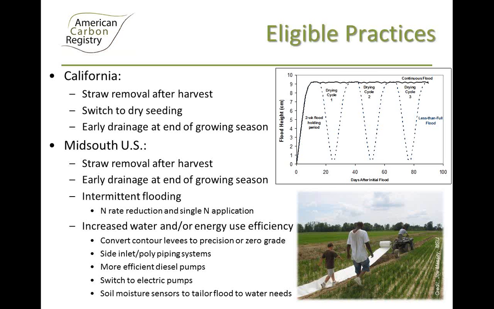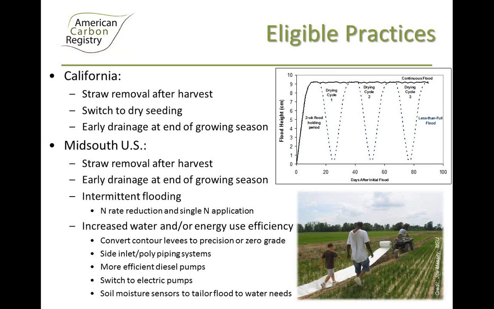In the Mid-South US, that module includes similar eligible practices plus a few more. So again, straw removal after harvest, again, early drainage. In the Mid-South, there's been a lot of interest in intermittent flooding throughout the growing season, which is sort of illustrated in that graph you see. Multiple cycles through the growing season of flooding the field and draining it back down to stop the anaerobic conditions that produce methane. That is best combined with a single nitrogen application at the start of the season and an overall reduction in N rate and nitrogen applied.